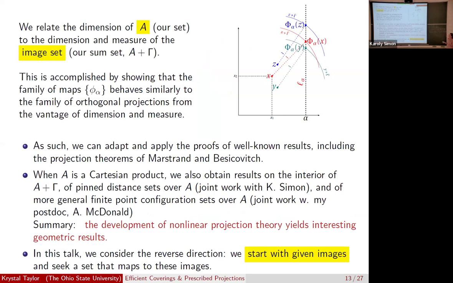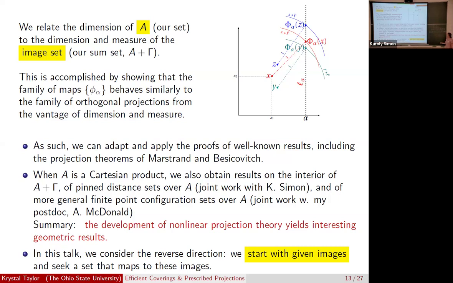So we relate the dimension of A, our set. We'll come back to this. This is why it's highlighted. We relate the dimension of A to the dimension and measure of the image set, which is our sum set. The sum set is really just encoded by those slices. This is accomplished by showing that the family of maps behaves very much like the orthogonal projection. In other words, the family is transversal, which was mentioned this morning and developed by people in this room, including Boris Solomyak, and others.